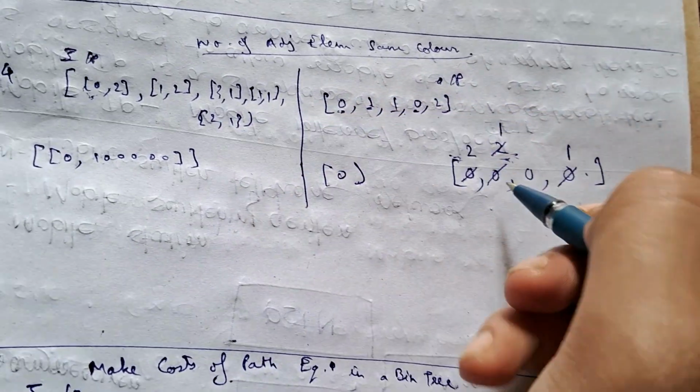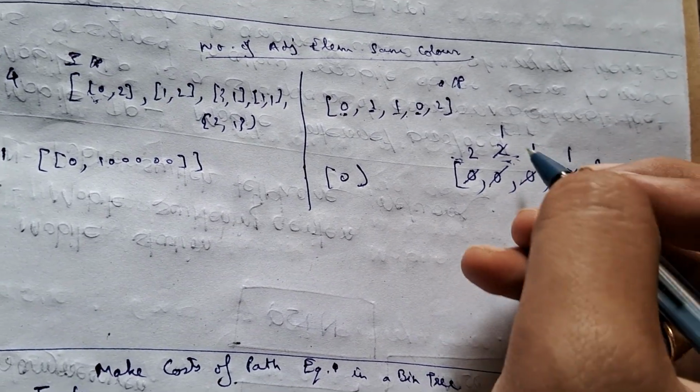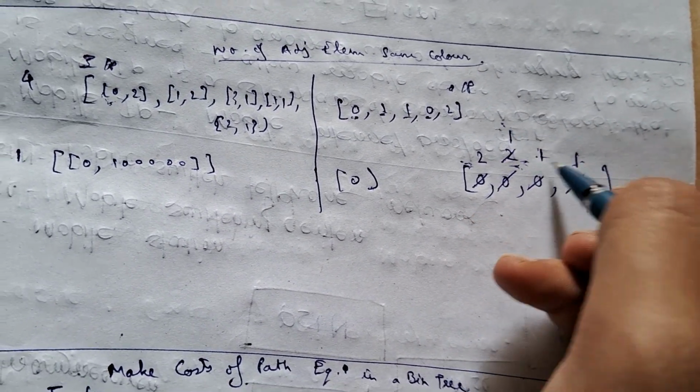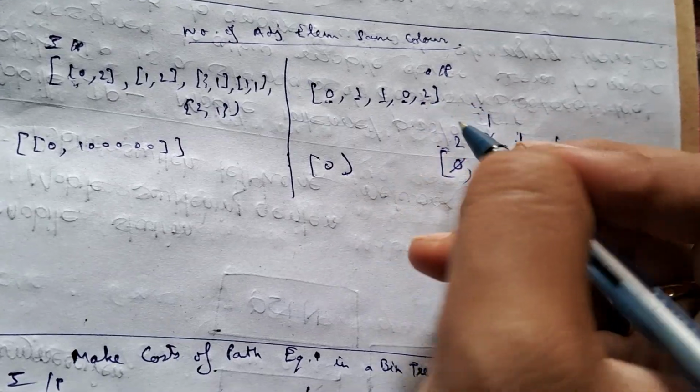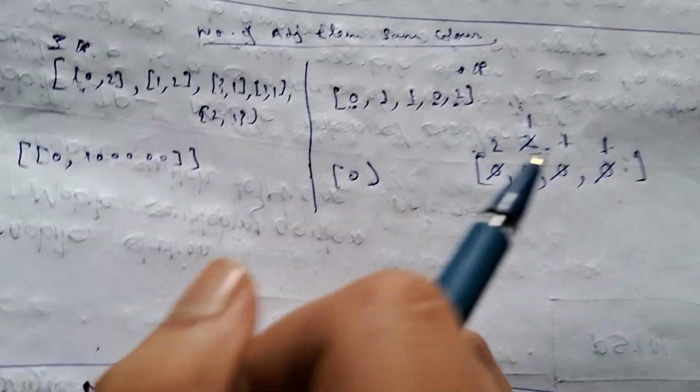Then we color index 2 as 1. So now there is this adjacent pair and this one, so there are 2 adjacent pairs, and we print 2. So this is how the question works.